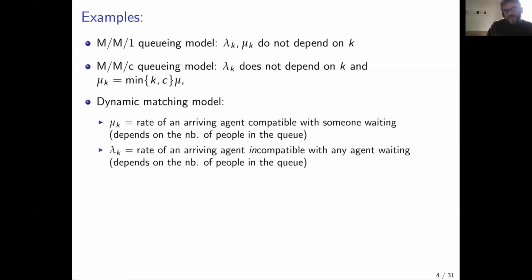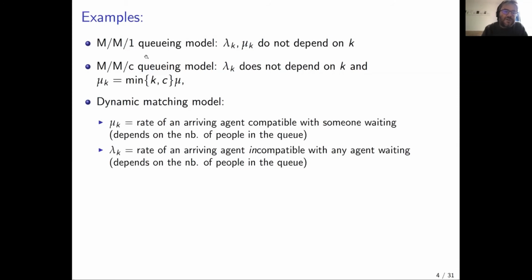There are a bunch of examples that are particular cases of the model we're proposing. One is the textbook example in the queuing literature, which is called the MM1 queuing model, where the arrival rate does not depend on the number of agents currently in the queue, and the service rate also does not depend on the number of agents in the queue. So one way to see this model is that you have agents arriving to a queue according to a Poisson process with rate lambda, and there is one server, and one of the agents in the queue is going to be assigned this server, and then he is served at rate mu. So this is a textbook example.